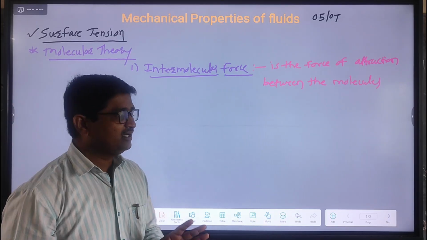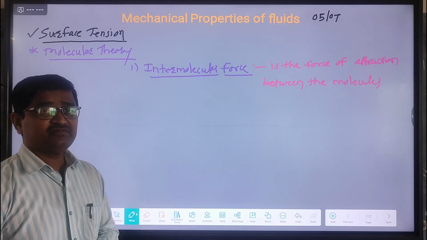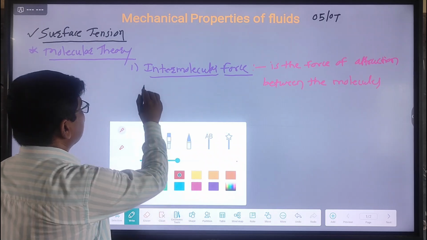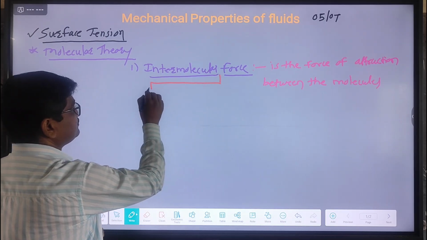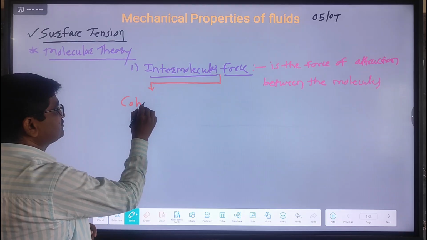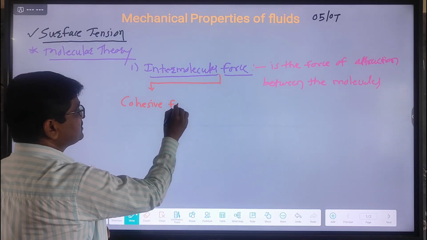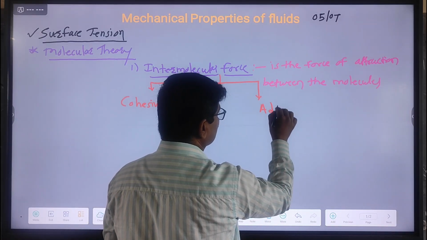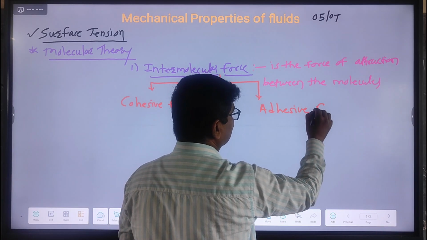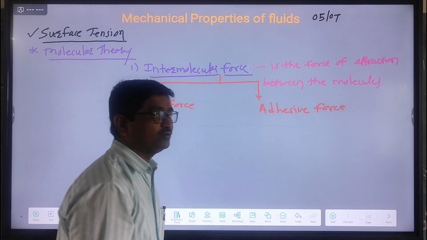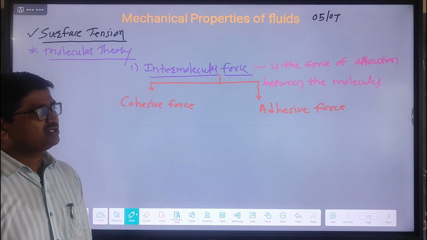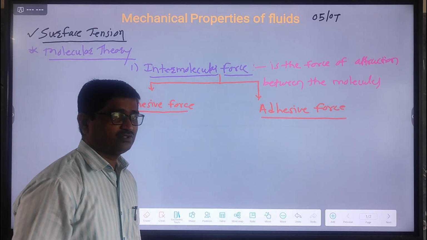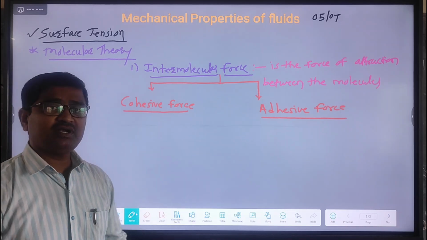You got it clear? Now this intermolecular force is classified mainly into two types. That is very important. Number first, cohesive force, and number second, adhesive force. Okay, so cohesive force and adhesive force are the parts of intermolecular force. So let's discuss what is meant by cohesive force and what is meant by adhesive force. Which force is called cohesive force and which force is called adhesive force?